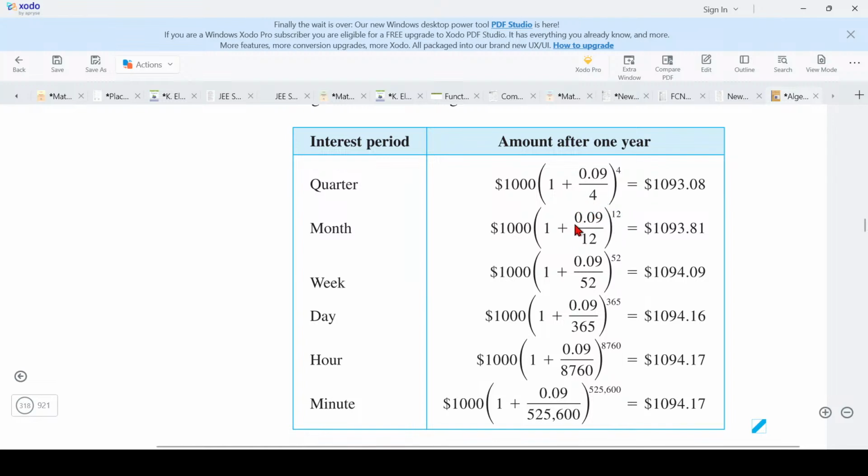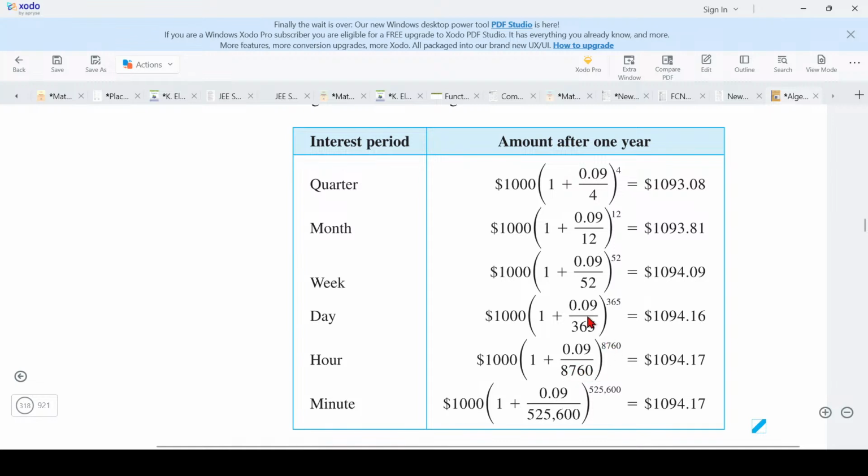So what is this one? Is your compounding monthly? How many times are you compounding in a year? This 12 means that. And this one, how many times are you compounding in a year? 52 times you are compounding in a year. If it is 10 years, then it should have been 520. Now, if it is an hour, how many times are you compounding? There are 8760 hours in a year. So that should be this.